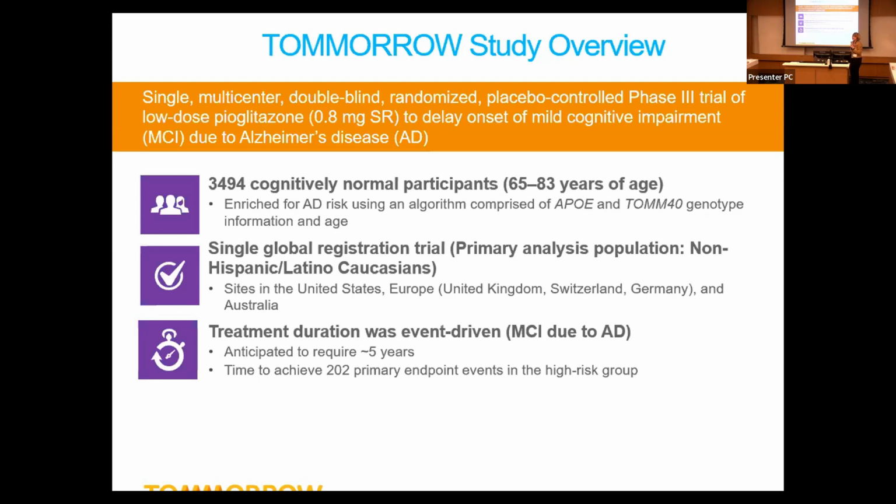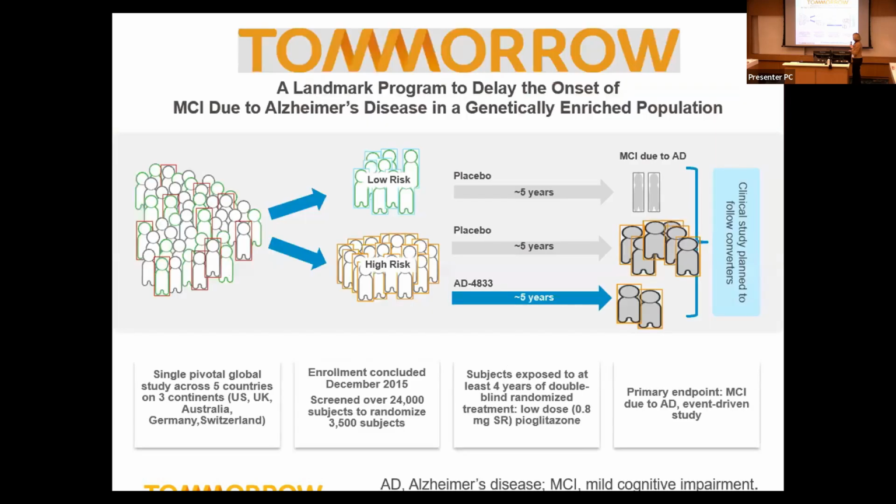So what is the primary endpoint? The primary endpoint in this trial is not cognitive change like you would normally see in a clinical trial. It's time to event. It's time to the MCI due to AD diagnosis. So that's another difference between this trial and more conventional clinical trials in Alzheimer's disease.